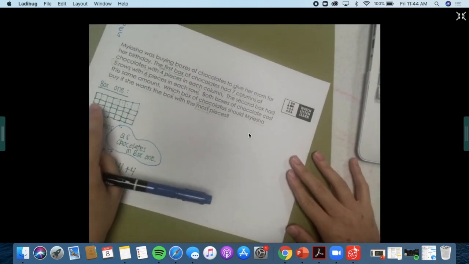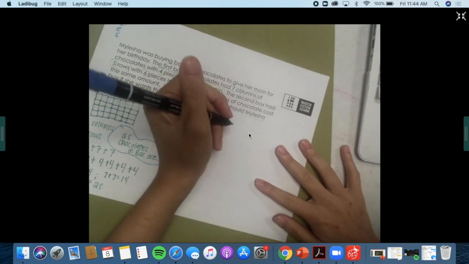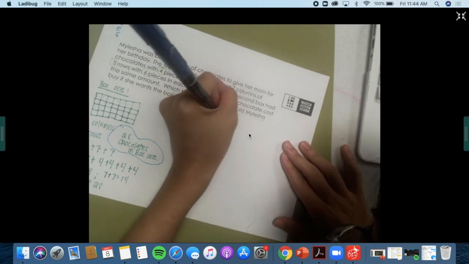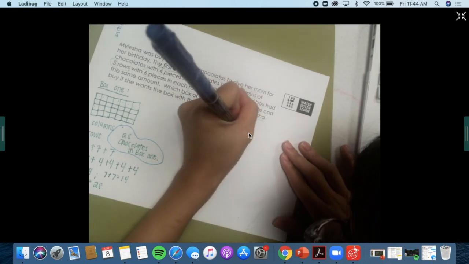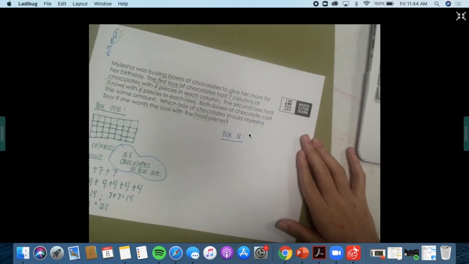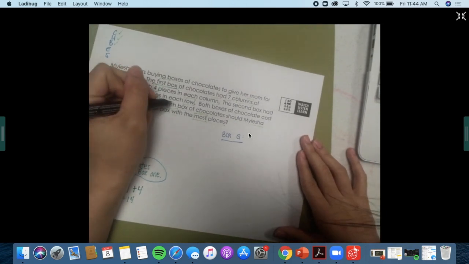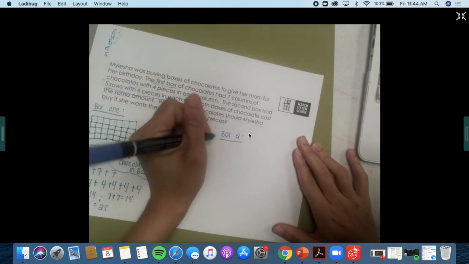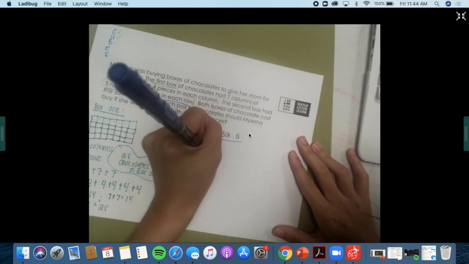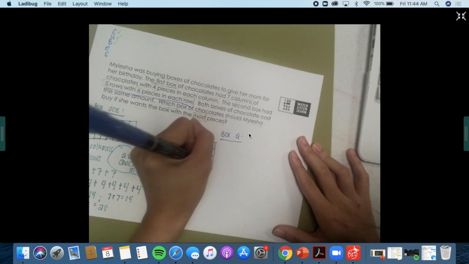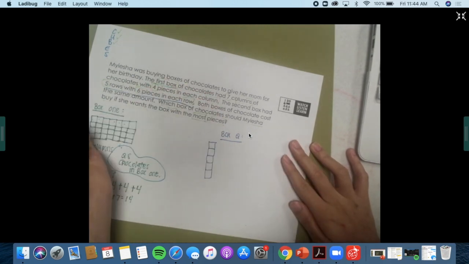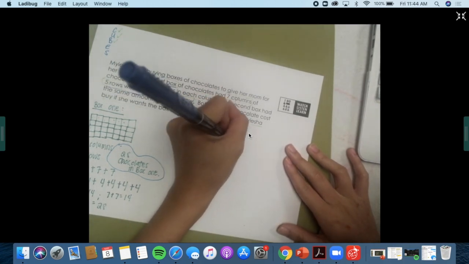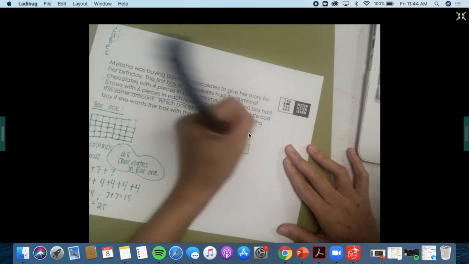So I can still see which one is bigger, box 1 or box 2. So I'm going to use this darker purpley blue color. I'm going to write box 2. And in box 2, the second box has 5 rows with 6 pieces in each row. So 5 rows. So I'm going to draw 5 rows. 1, 2, 3, 4, 5. And then I have to have 6 pieces in each row. So it'll be 1, 2, 3, 4, 5, 6.